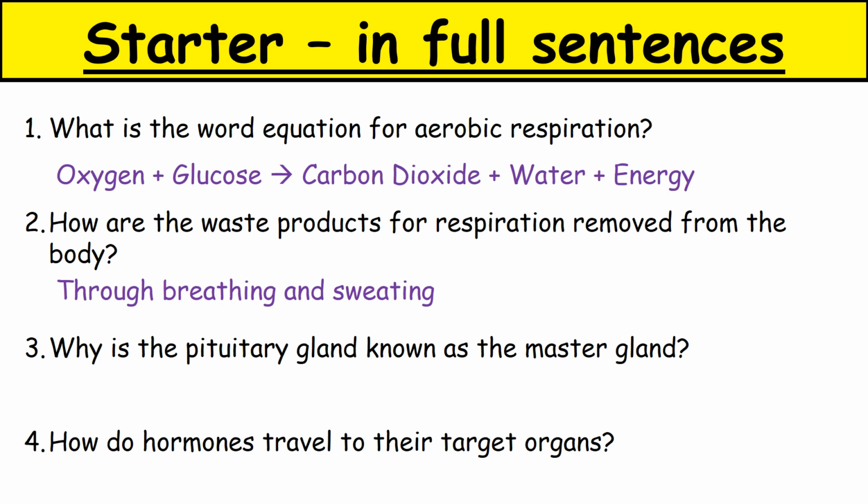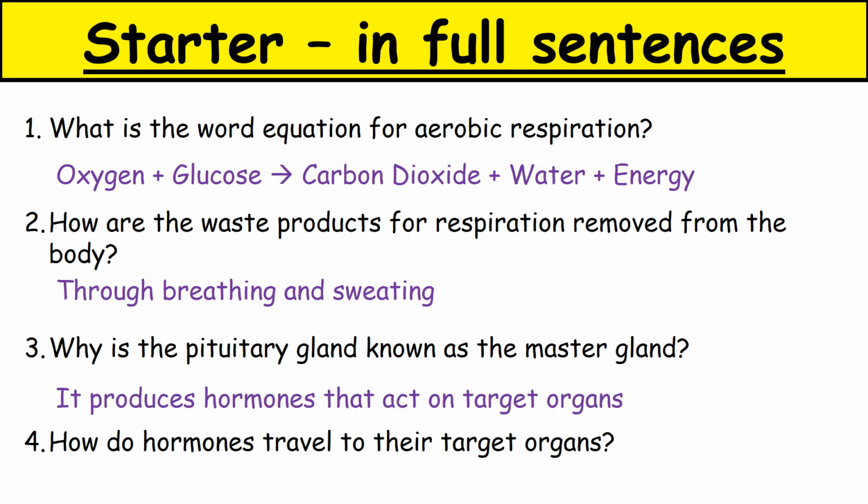Why is the pituitary gland known as the master gland? Well, it produces hormones that act on target organs, so it also stimulates other organs, other glands to produce hormones as well. How do hormones travel to their target organs? Well, remember, hormones are chemical messengers that travel in the blood. So let's get cracking on the next one.